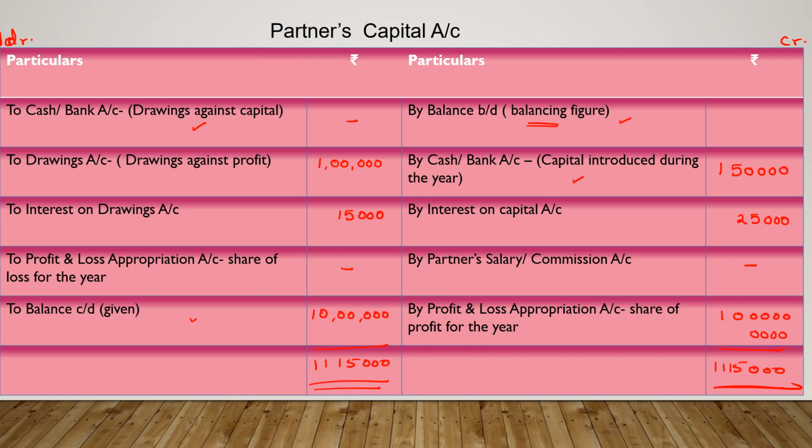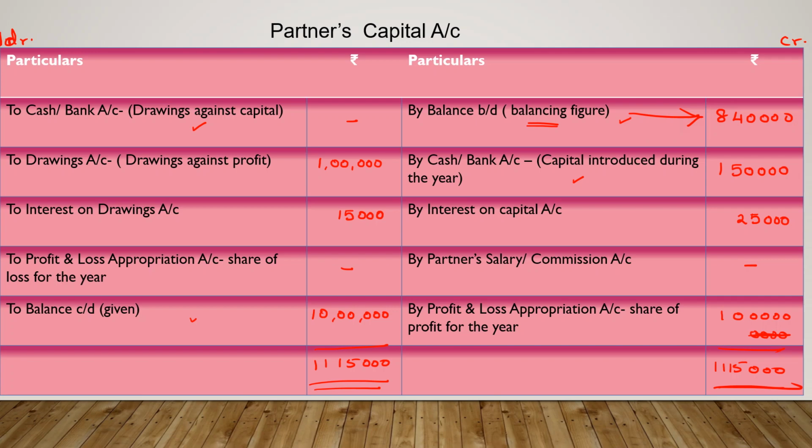Now subtract these amounts. From 11,15,000, we'll subtract the amount of 1,50,000, we'll subtract the amount of 25,000, and we'll subtract the amount of 1 lakh. That yields us an amount of 8,40,000. So that 8,40,000 is a balancing figure. This is the amount of opening capital, the balancing figure we arrived at using the partner's capital account. I hope that is clear with the capital account.